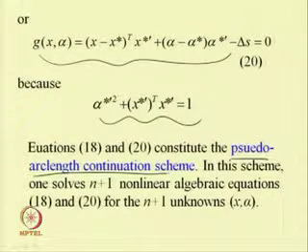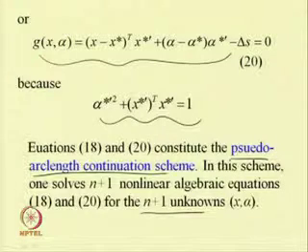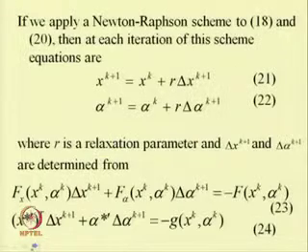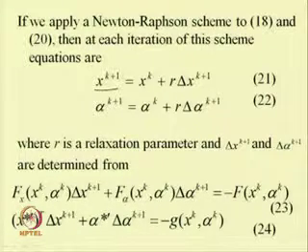In this scheme one solves n plus 1 nonlinear algebraic equations 18 and 20 for n plus 1 unknowns x and alpha. After finding that, one can continue the scheme. If we apply a Newton-Raphson scheme to 18 and 20, then at each iteration of the scheme x k plus 1 will be x k plus r delta x k plus 1, alpha k plus 1 will be alpha k plus r delta alpha k plus 1, where r is the relaxation parameter, and delta x k plus 1 and delta alpha k plus 1 are determined from this equation.